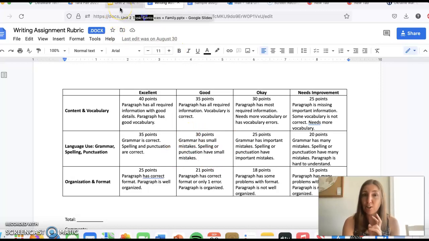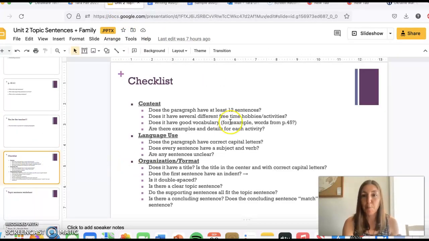And then I put them in partners, and I gave them this little checklist to help them know what to look for. For example, the instructions said the assignment needs to be at least 12 sentences. So under content, the first question is, does the paragraph have 12 sentences? The paragraph is about their free time activities, what they like to do in their free time. So does it have good vocabulary? Do they have examples for each activity that they list? And then there were questions for the grammar and language use. And for organization and format, we had questions about the title, if it has the indent, if it's double spaced, and then does it have the topic sentence, supporting sentences, and concluding sentence.